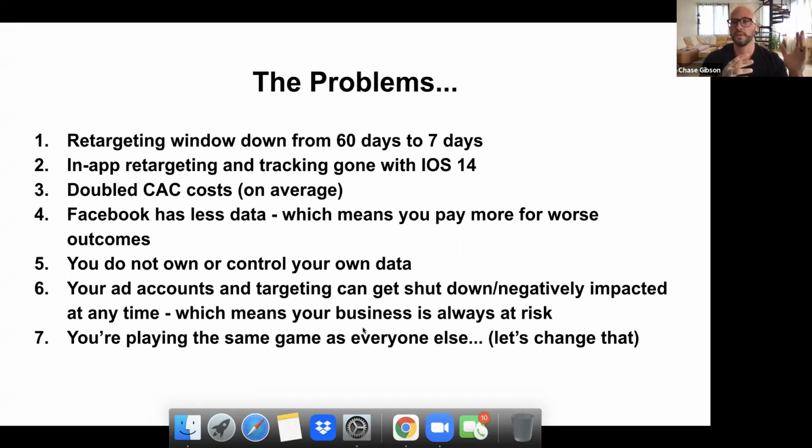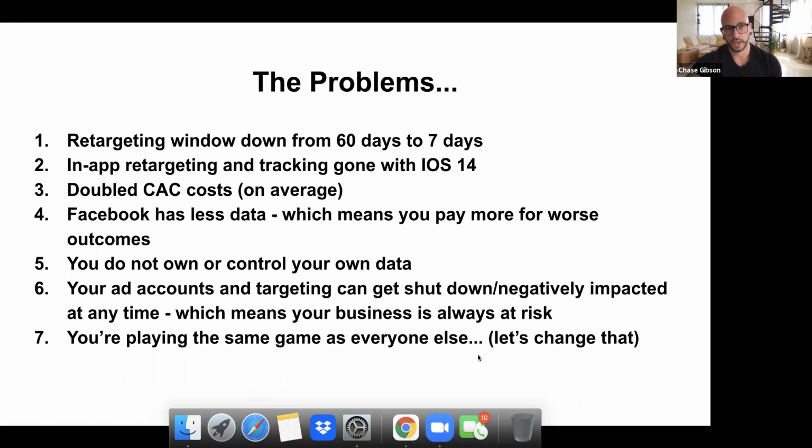I use them all, but there's a way to use it where you can play a different game than everyone else in your industry and all of your competitors, and actually own and control your data so that you're not limited by retargeting windows changing. You're not limited by their ability to target people you want. And ultimately, your growth isn't being hurt by any changes that they make.